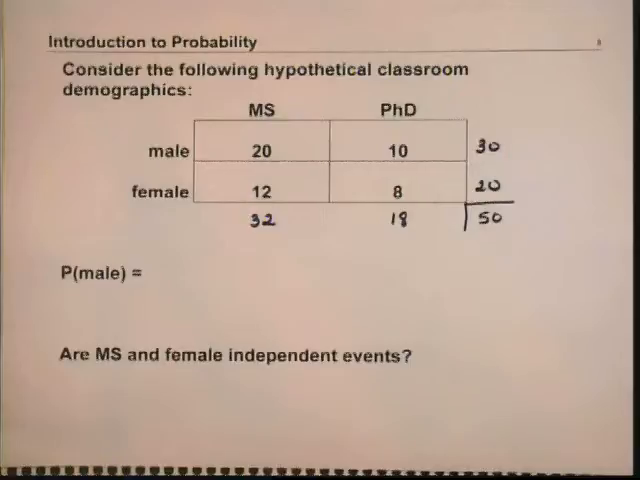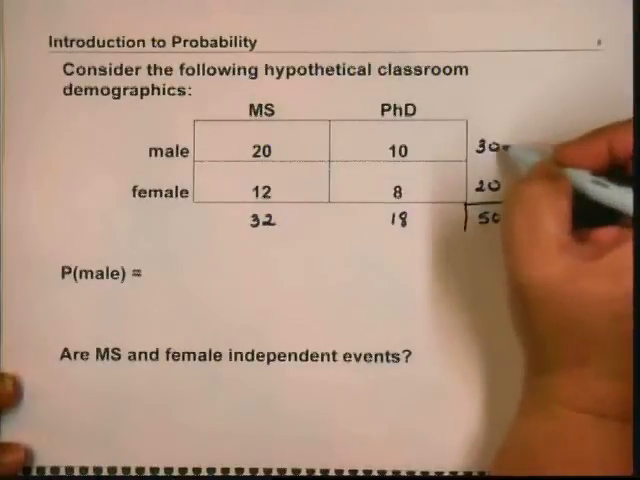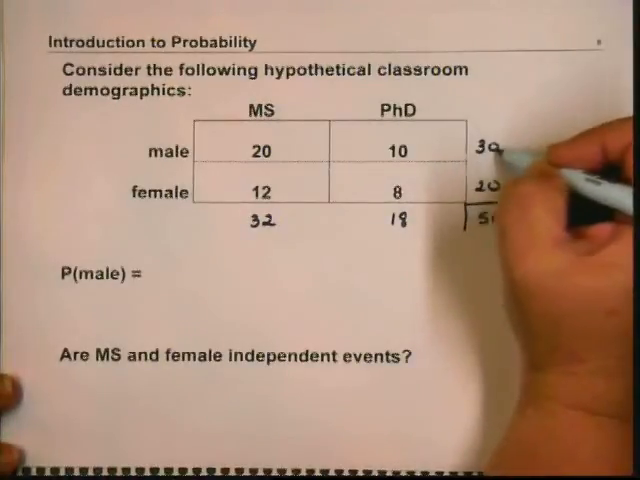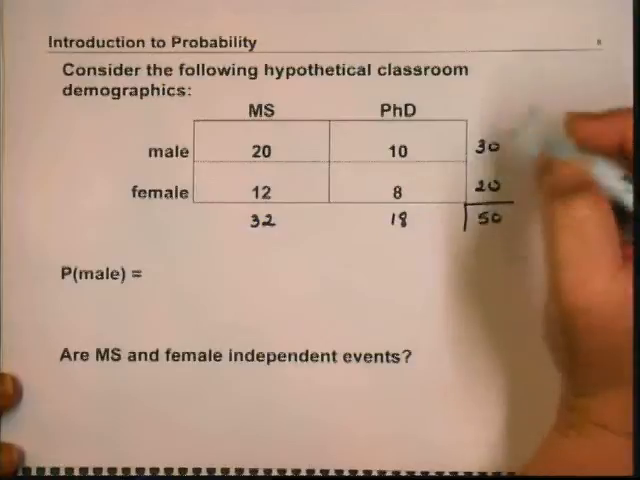All right. So if I selected a student at random from the course, what's the probability that that student is a male student? How many ways can I select male is 30 out of 50 possible, right? Easy enough.